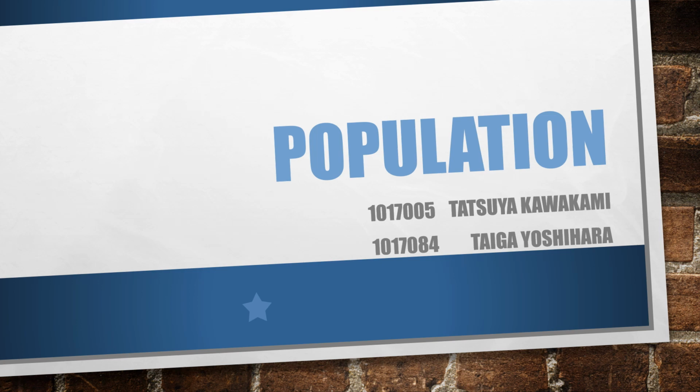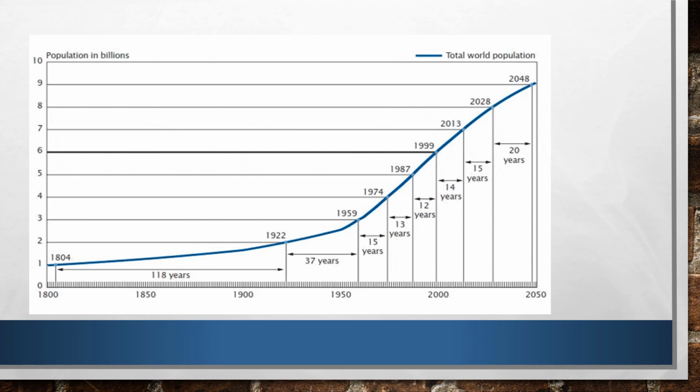Various problems are occurring in the world. Among the many problems, we will introduce population problems. The population of the world is said to be about 7.5 billion people now. However, the population in the 1800s, about 200 years ago, was about 1 billion people. How has the population increased since then?